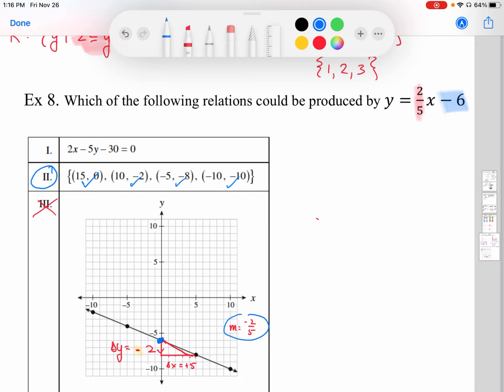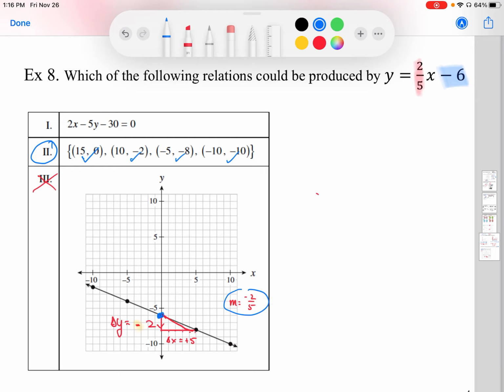So that's okay. And then lastly, for number 1, the easiest way may be to just check by rewriting this equation as a y equals equation. So negative 2x plus 30, divide by negative 5. I'm going to end up with positive 2 over 5x minus 30 divided by 5, which is 6. So this equation comes from there. It matches. Therefore, that's okay as well.